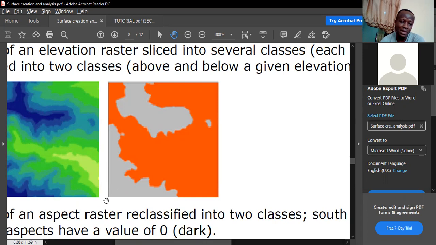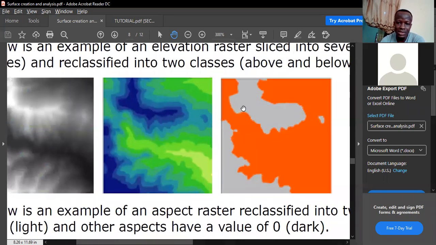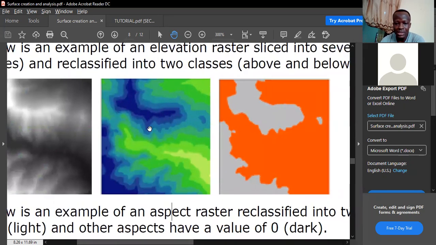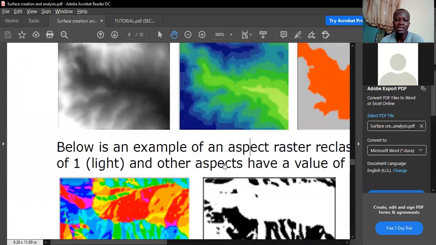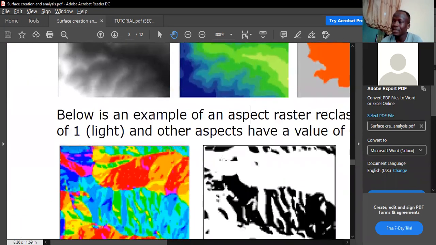If you look at it closely, it's the same data, but all these light blue to deep blue, navy blue, the sea blue or whatever, I'm not colorblind here, all that is being merged into the gray values. Are you okay? So that is the idea of reclassification, because every data is already classified somehow. Are you okay? But we reclassify most of the time.